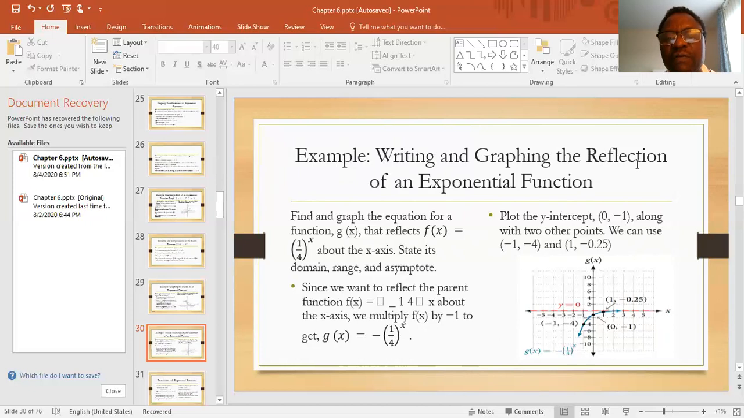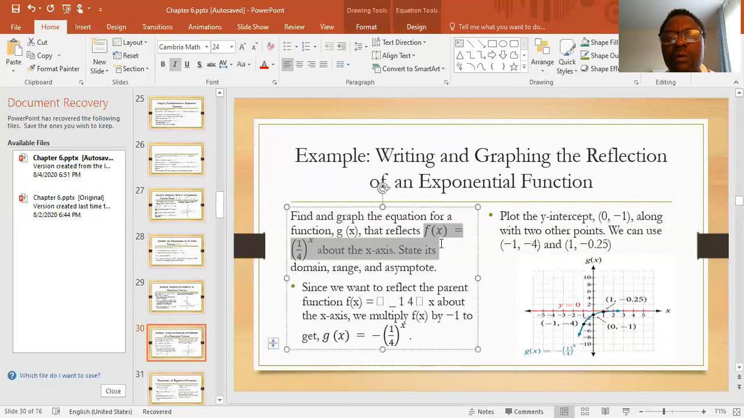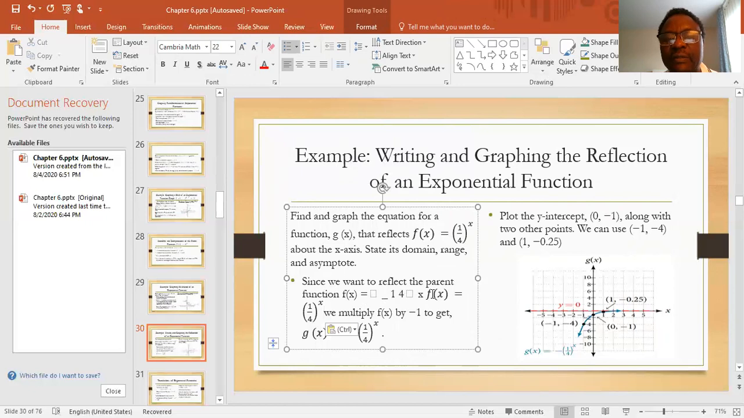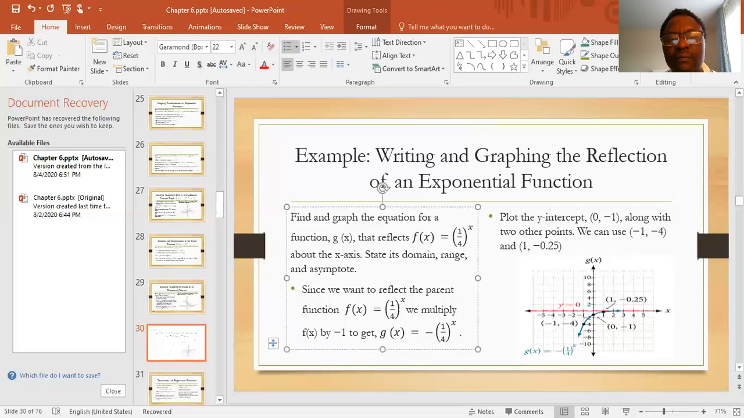So if we have our function f of x equals 1/4 raised to power x, that's what we have here. We can multiply f of x by -1 to get g of x equals -1/4 raised to power x. That's what we call a reflection of f of x about the x-axis.